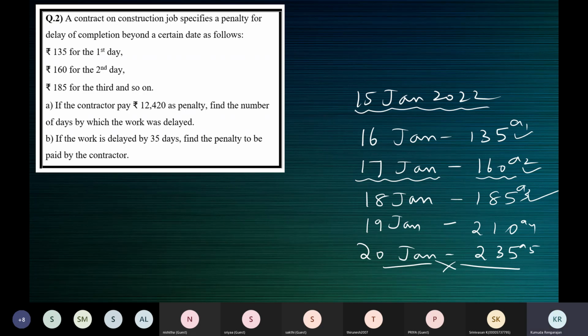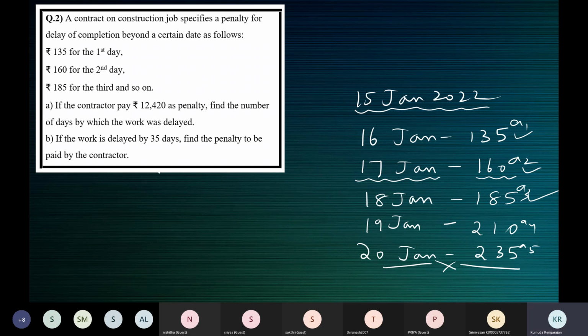Because you can continue the AP. The AP can go on. You can keep adding 25 and generate the other terms of the AP. But for us, the answer is S5. Do we understand the situation, children? What you need to understand is 160 rupees is not the penalty for 2 days. It's only for that second day.